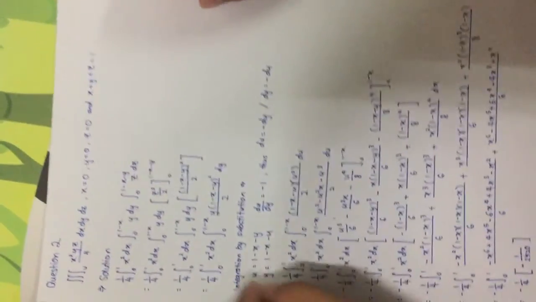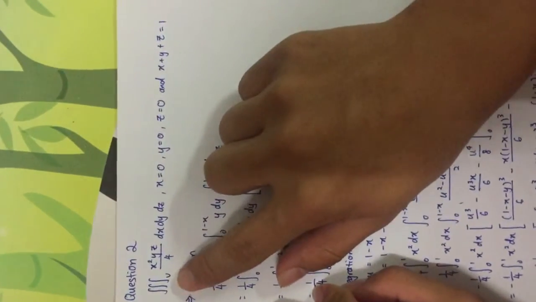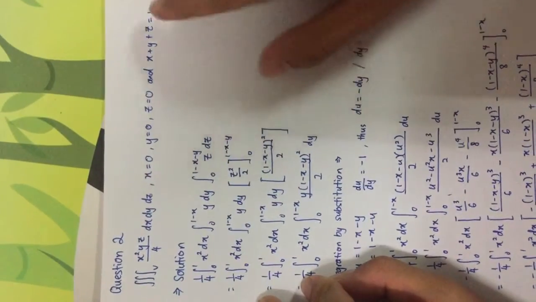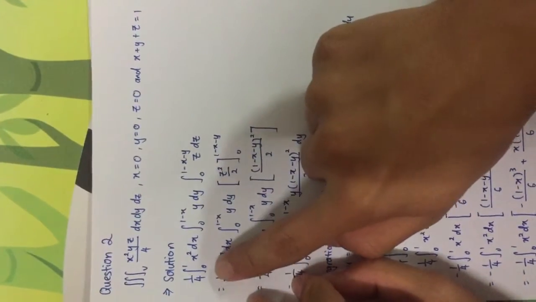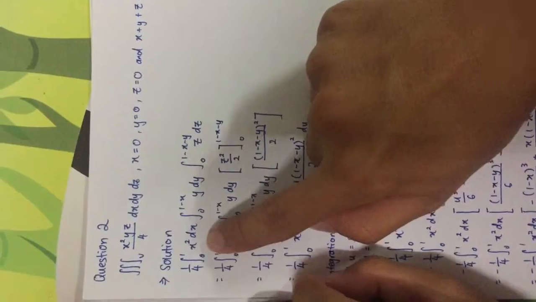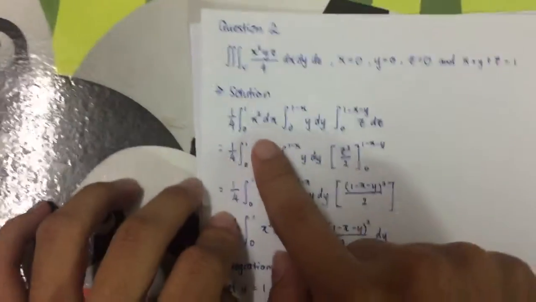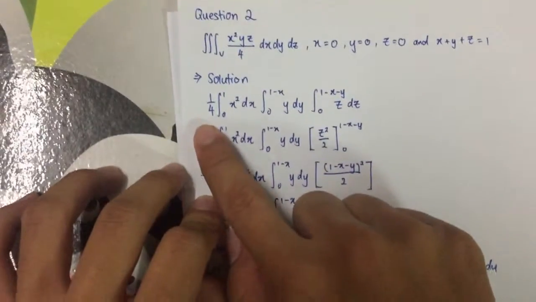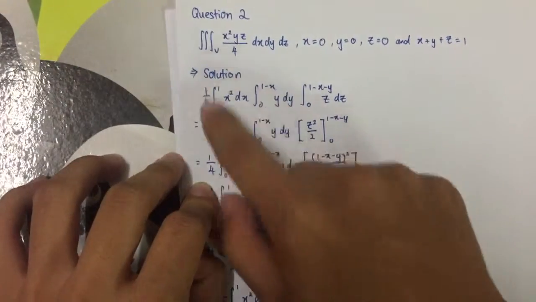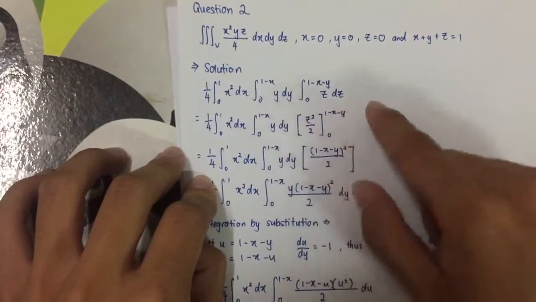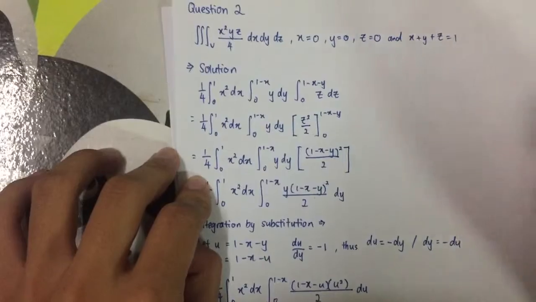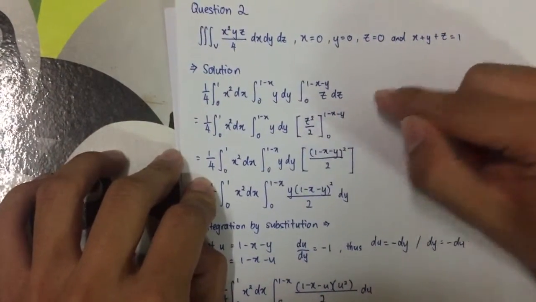As you can see, there are actually 3 parts of the integral. It will be broken down into this 1/4 with respect to x. 1/4 is the constant, so we bring it out, and then integrate with respect to dx, dy, and dz. And then, how do we find the limits for these 3 parts of the integral?